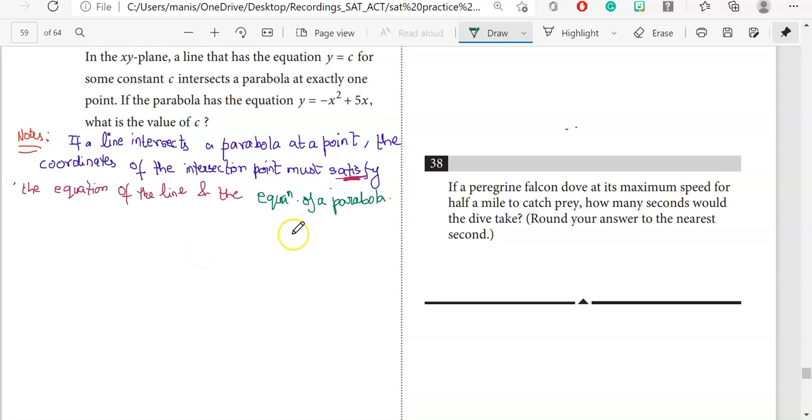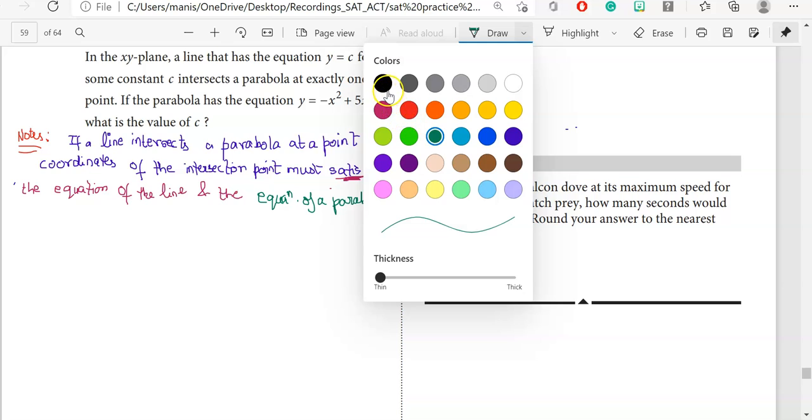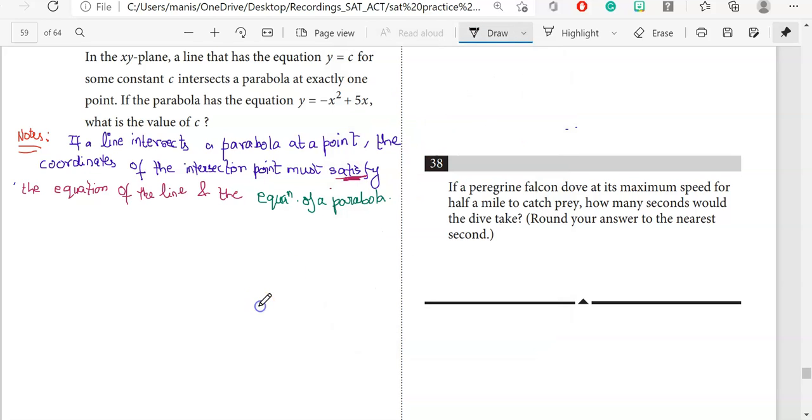In the xy plane, a line that has the equation y equal to c for some constant c intersects a parabola at exactly one point. If the parabola has the equation of this, what is the value of c? The important part to note over here is they are using the word intersects. They are saying in an xy plane, a line that has the equation y equal to c for some constant c intersects the parabola at exactly one point.